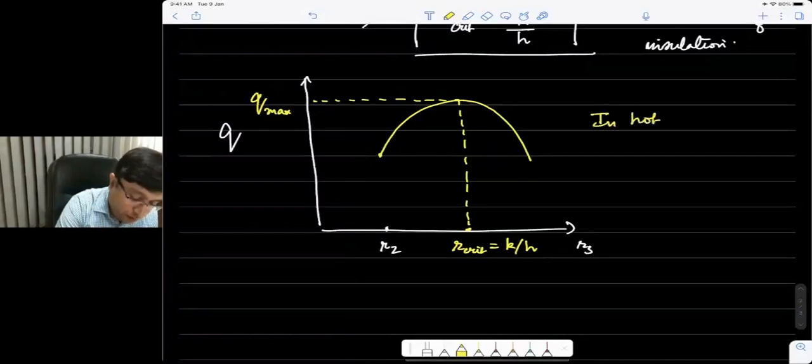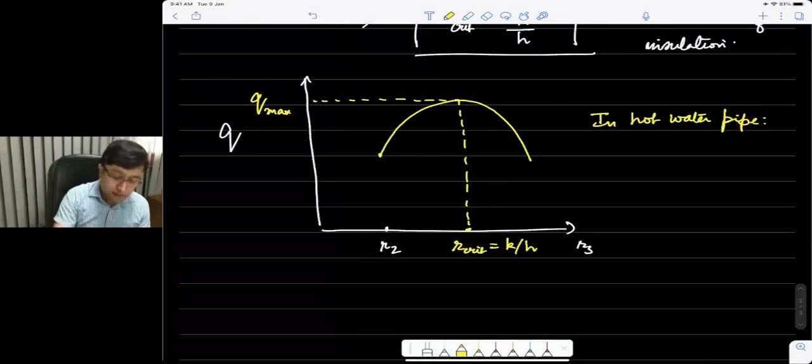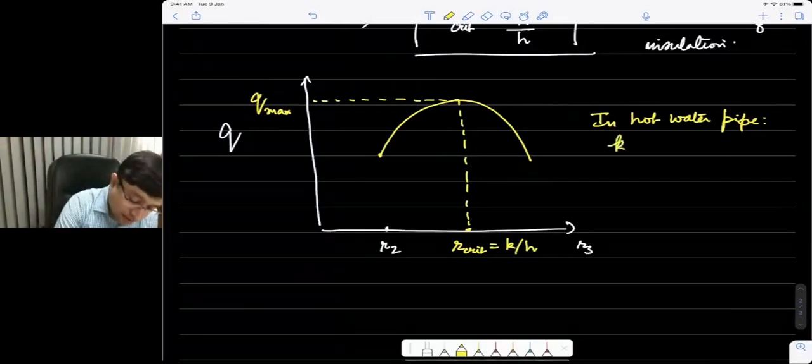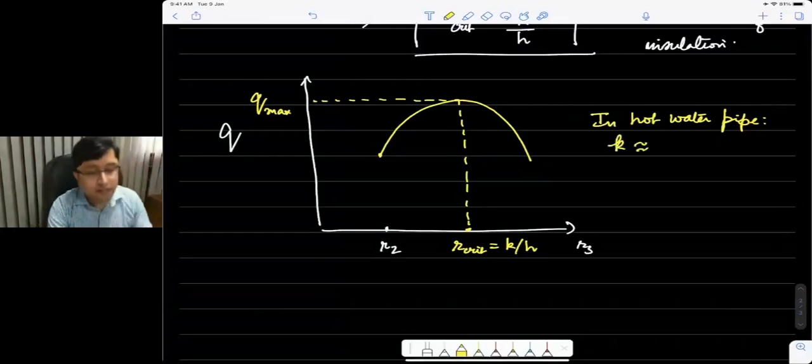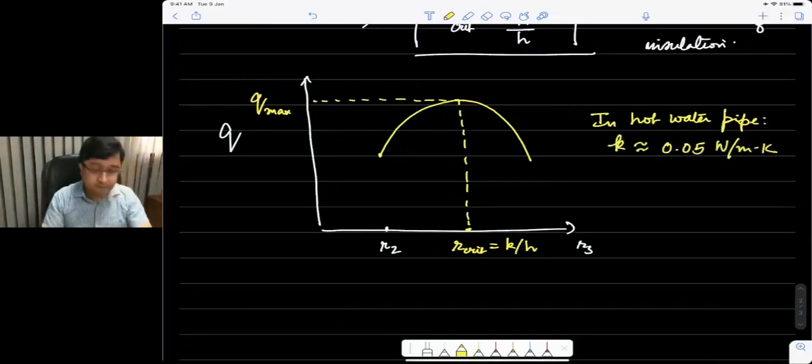Let me take an example of a hot water pipe. In a hot water pipe, you have the metallic shell. You have the cylinder, which is some kind of metallic layer, typically a stainless steel layer. But the insulation that you would add would typically have a conductivity which is much lower as compared to the conductivity of steel. So a typical value that I can choose for an insulation is about 0.05, let's say, watt per meter Kelvin.